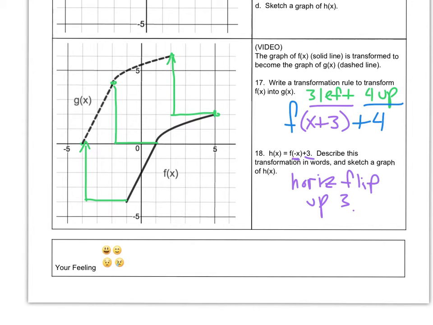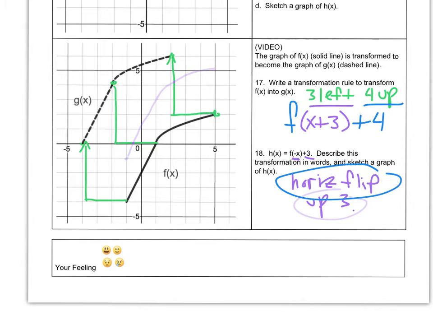in a highlighter, just so it's a little bit lighter. So my original graph, it's going to go up 3, and it's going to go up 3, and something like this. Okay, now I'm going to do the last part, which is sketching this in blue.